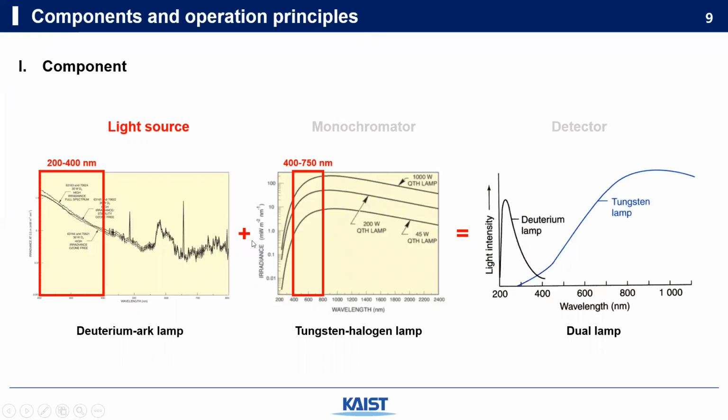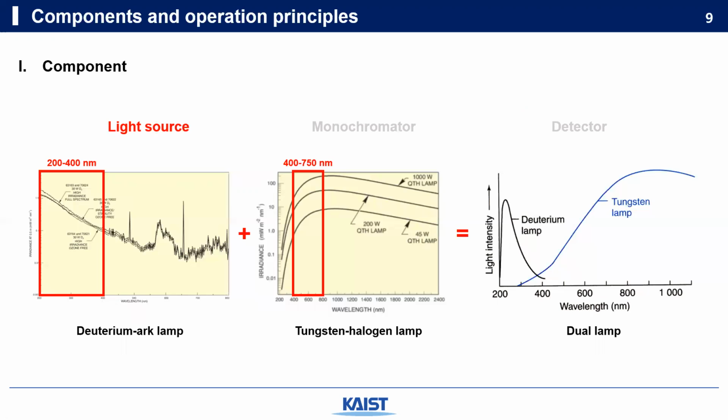The light source has a different spectral irradiance depending on wavelengths. The deuterium arc lamp has good light intensity in the UV area, and the tungsten halogen lamp has good light intensity in the visible area. So usually the 2 are used together as a dual lamp system. Therefore, a sufficient amount of light can be obtained in all areas of UV and visible wavelengths.